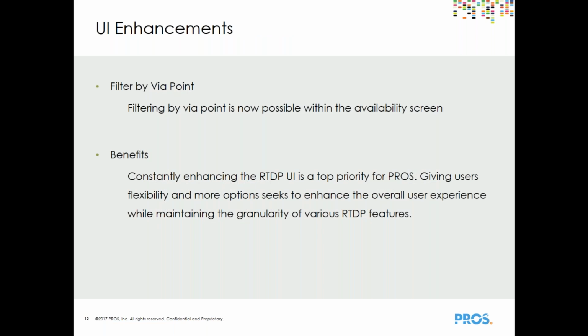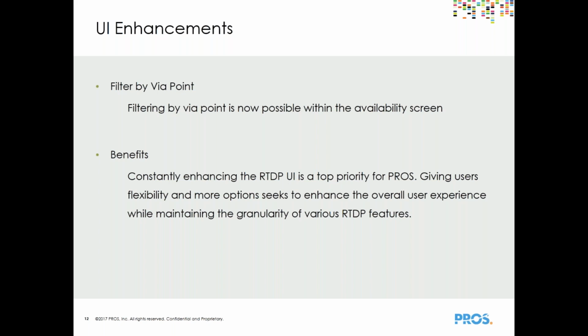Moving on to the next feature, an important and heavily requested enhancement we have made to the RTDP UI is allowing users to filter by via point within the availability screen. So constantly enhancing our RTDP UI is always a top priority for PROS. And we always seek to give more options to enhance the overall user experience while still trying to maintain that granularity of the various RTDP features.